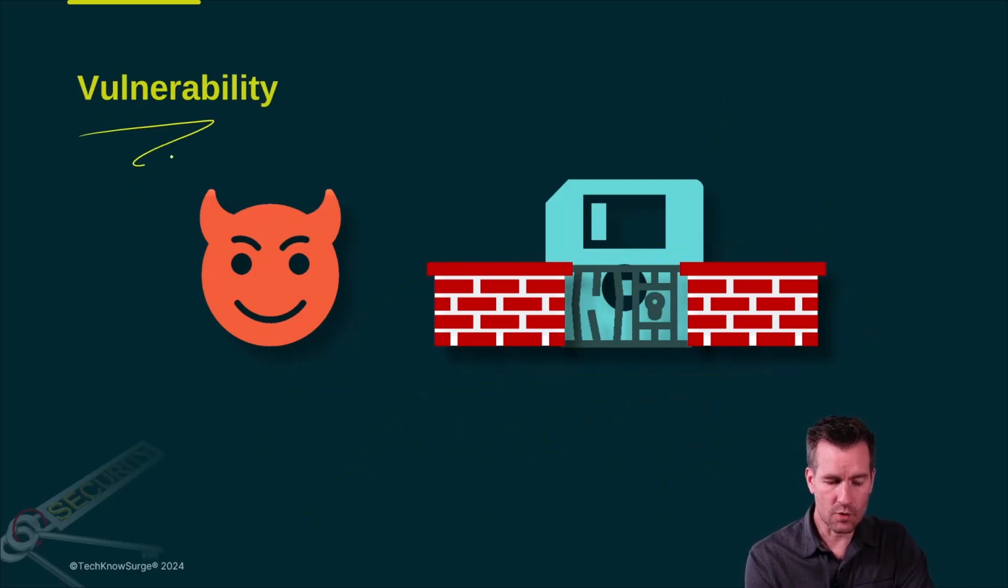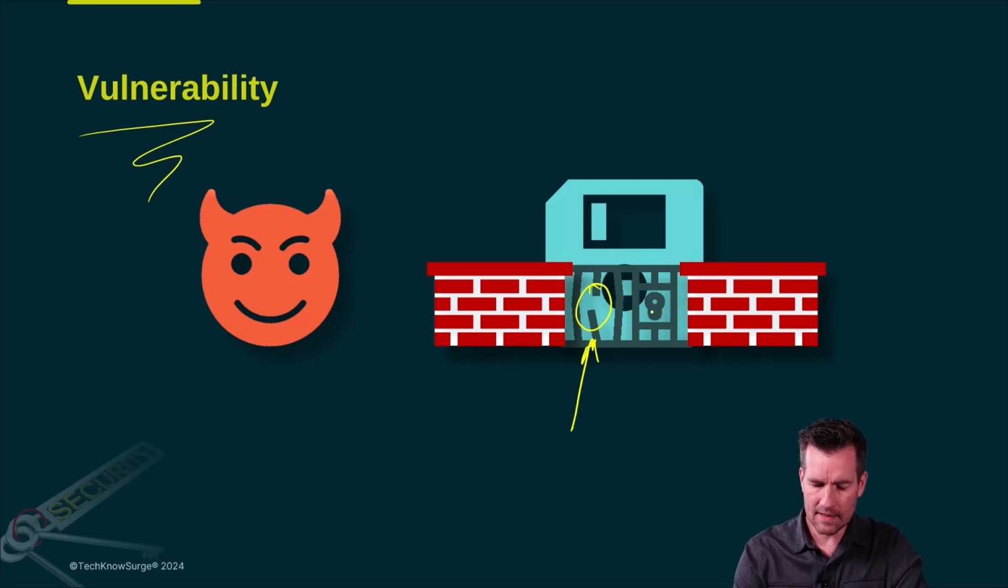A vulnerability is when there's some sort of weakness in the system. Maybe in this case right here, we have a break in the gate, or maybe the lock of this gate is not very good. And so we maybe have some sort of vulnerability here.